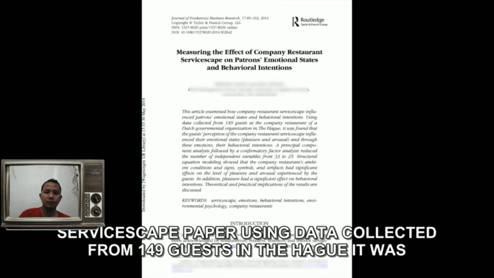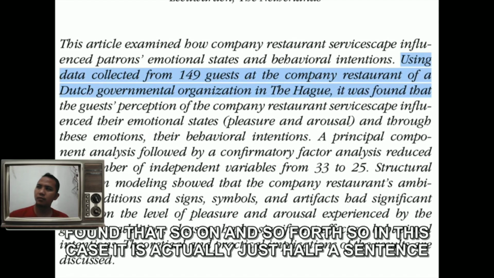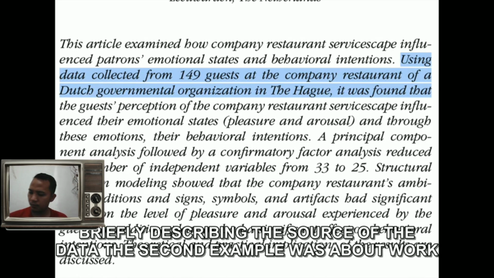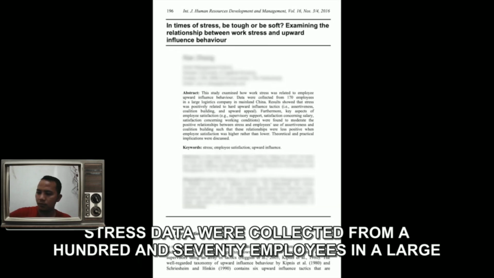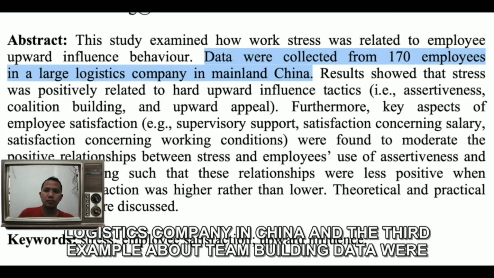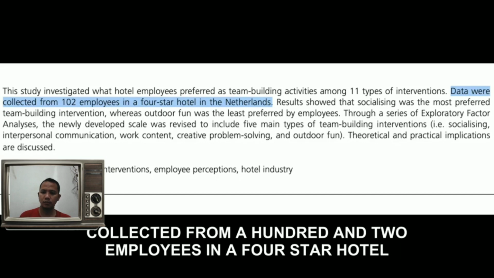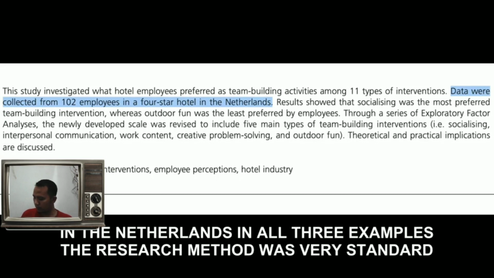We start with the ServiceGate paper. Using data collected from 149 guests at a company restaurant of the Dutch government organization in The Hague, it was found that, and so on. In this case, it is actually just half a sentence, briefly describing the source of the data. The second example was about work stress. Data were collected from 170 employees in a large logistics company in China. And the third example, about team building: data were collected from 102 employees in a 4-star hotel in the Netherlands.